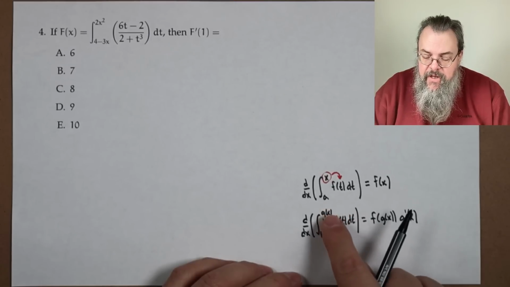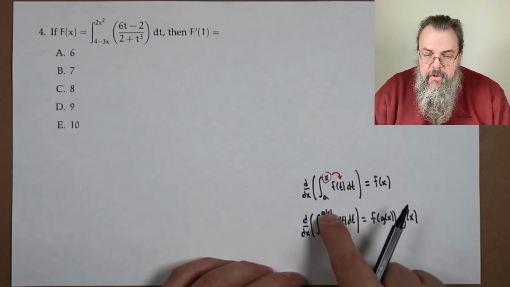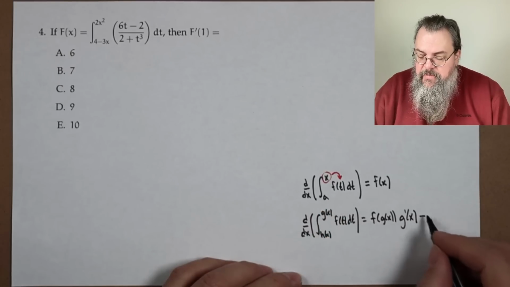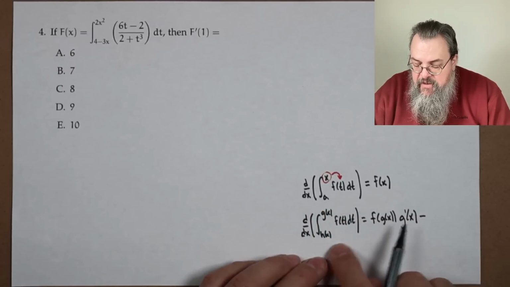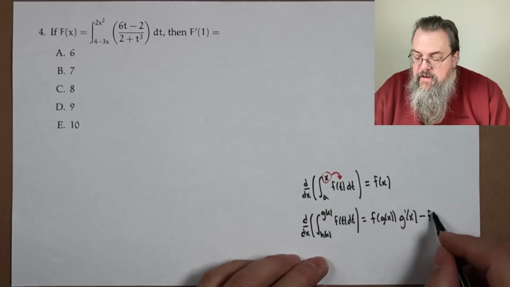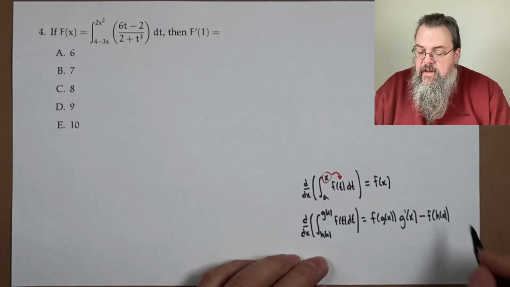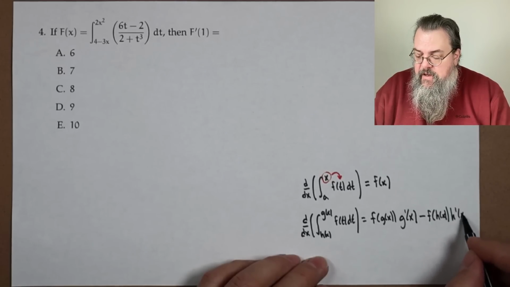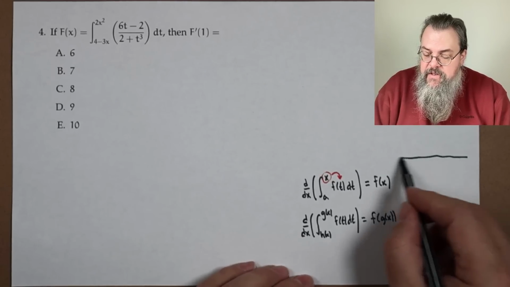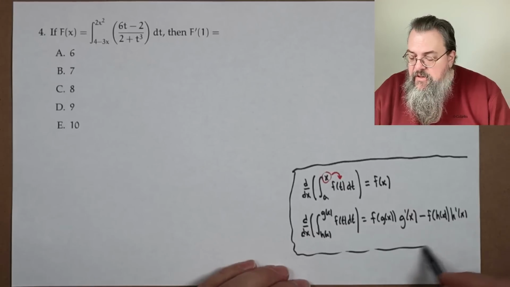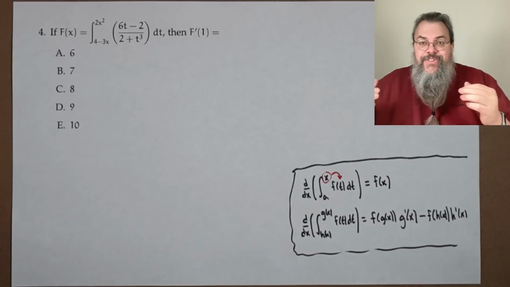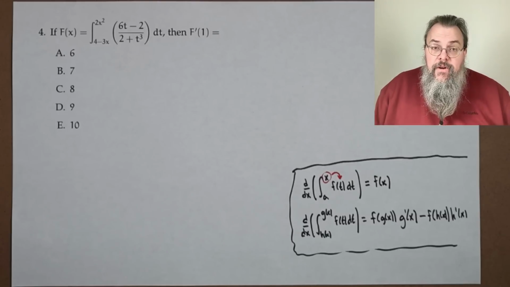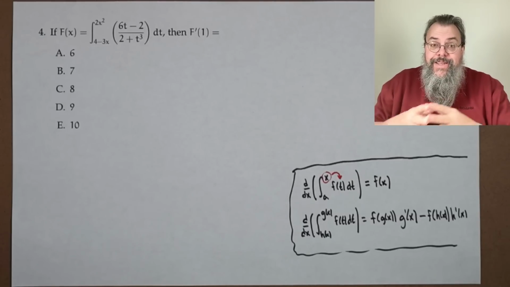And just like when you do evaluations, evaluate from lower bound to upper bound: plug in the top, subtract, plug in the bottom. Bottom, same thing. Take the h of x, plug it in, f of h of x, times the derivative, which is h prime of x. All right, so there we go. There's the fundamental theorem of calculus, and its nice generalization when you combine it with the chain rule. Okay, so that's what we're going to use here.